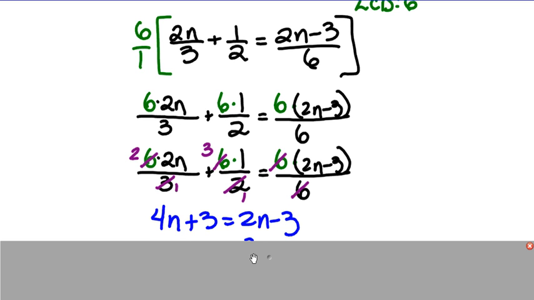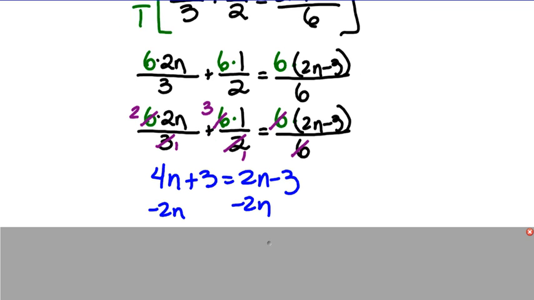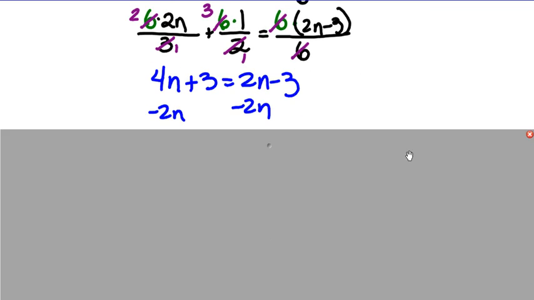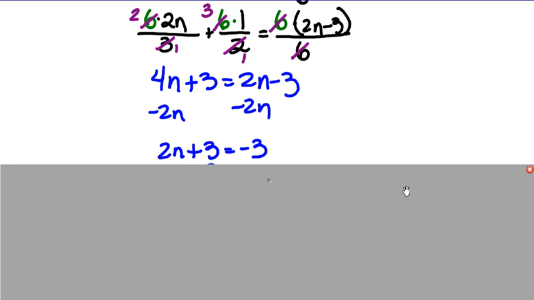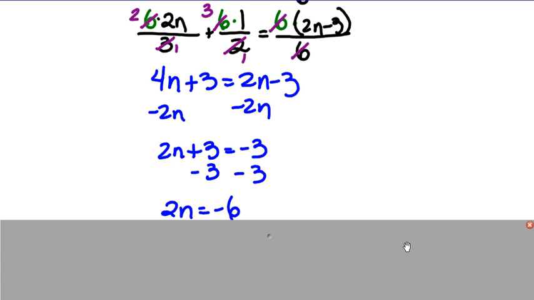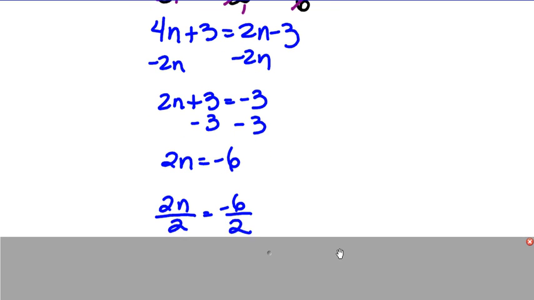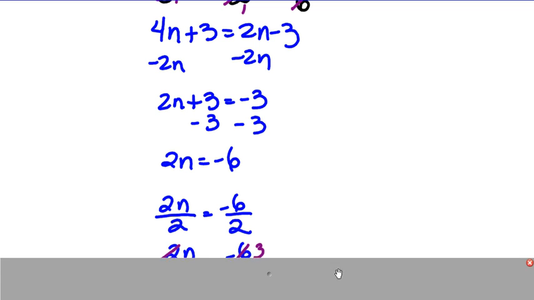So from this point forward, we could subtract 2n from each side, which would give us 2n plus 3 equals negative 3. To get n by itself, we could add 3 to each side. That means 2n equals negative 6. To get n alone, we have to undo that multiplication by dividing, and so we know that n should equal negative 3.